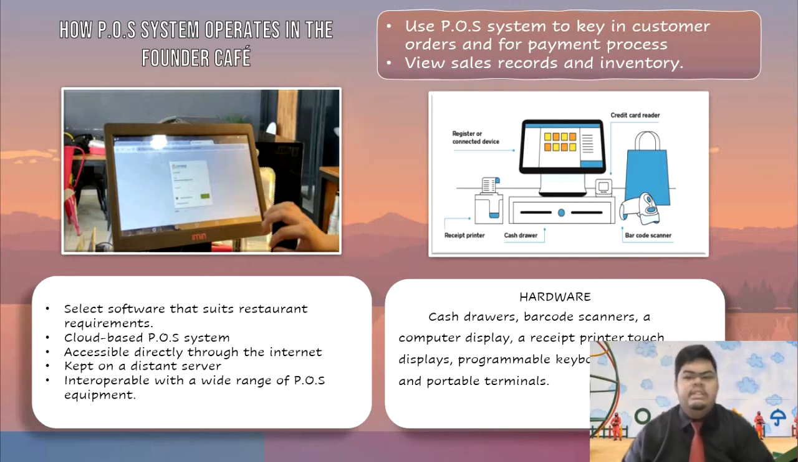In this particular instance, they deployed a cloud-based point of sale platform. In addition to being accessible directly through the internet, this system makes use of information kept on a remote server for the purpose of working. Cloud-based point of sale systems are also designed to be interoperable with a wide range of point of sale equipment. And third, you need hardware such as cash drawers, barcode scanners, a computer display, a receipt printer, a touch display, a programmable keyboard, scanners, and portable terminals to make the process as seamless as possible.